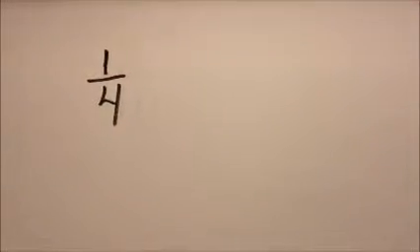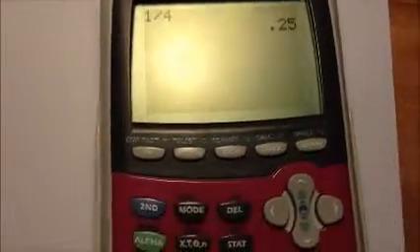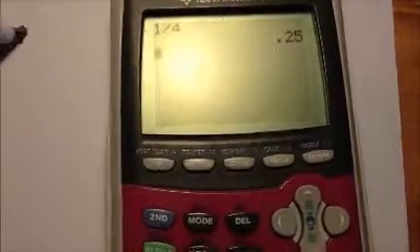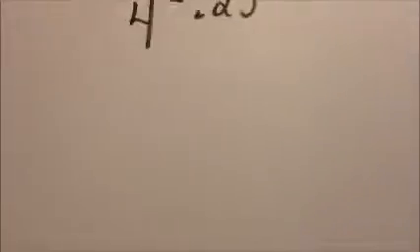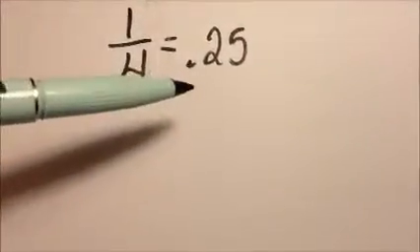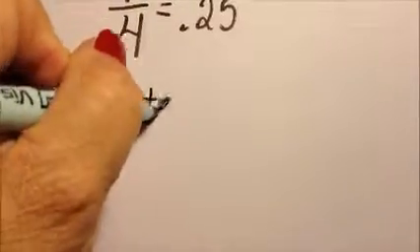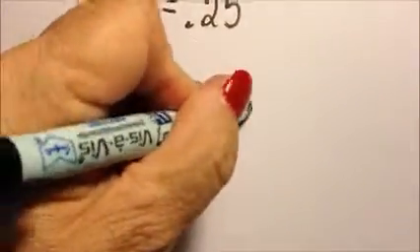We can always convert to a decimal simply by dividing the numerator by the denominator. So, if we take 1 divided by 4, we get 0.25 or 25 hundredths. Now, that number stops. It doesn't go on and on. It's just 25 hundredths. So, this is called a terminating decimal.